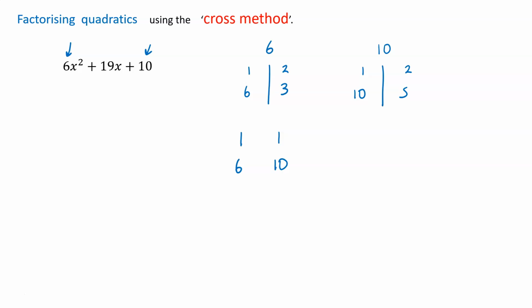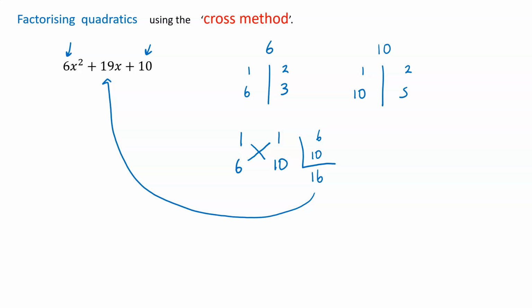It's called the cross method, because we draw a cross and we multiply them. So 6 times 1 is 6, 1 times 10 is 10, I add them, 16. This is no good because what we want is to get the number 19.